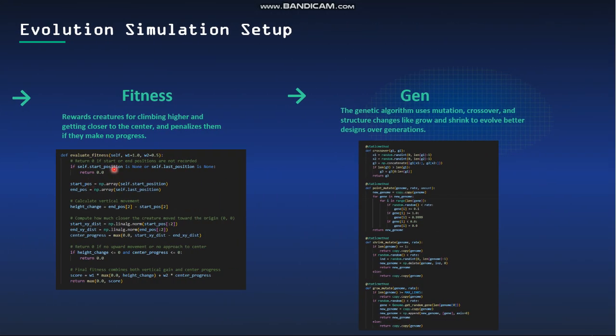Next, I have implemented a fitness function under evaluate_fitness in the creature.py file. This fitness function rewards creatures for climbing higher and getting close to the center, and penalizes them if they make no progress. This score will guide the evolution. The genetic algorithm uses mutation, crossover, and structure changes like grow and shrink to evolve better designs over generations.